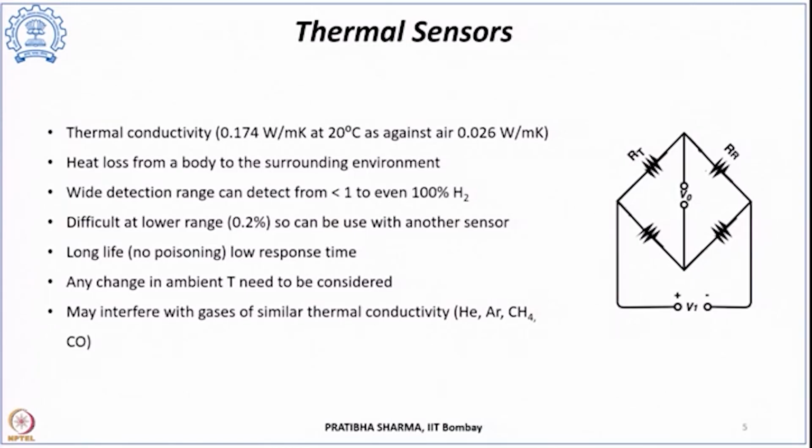Now, these particular type of sensors, the thermal sensors which are based on thermal conductivity, have a wide detection range and they can detect from less than even 1 to even 100% hydrogen. By 100% hydrogen we mean that there is no air or oxygen present. But the problem lies in the lower limit. So we cannot detect below 0.2%, and if the requirement is to detect below this range, then we have to use another sensor along with this type of sensor.